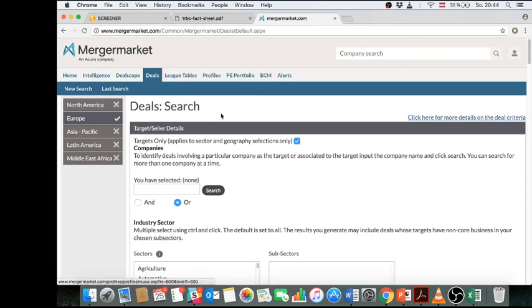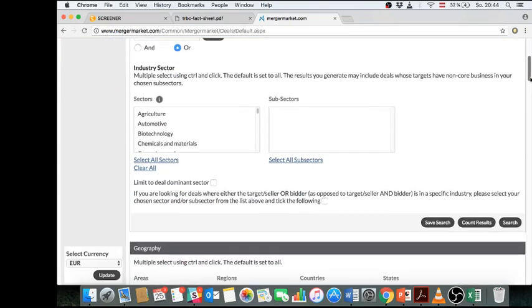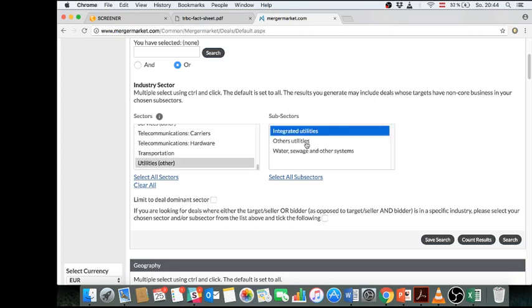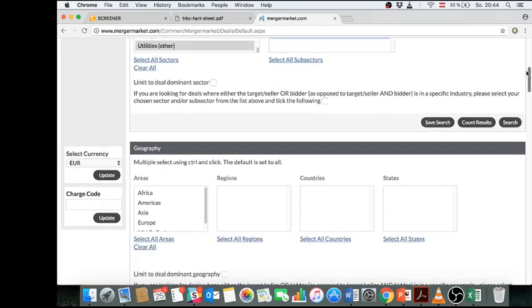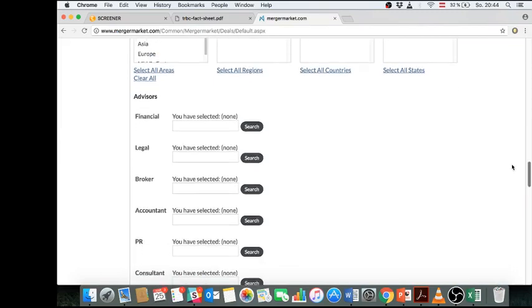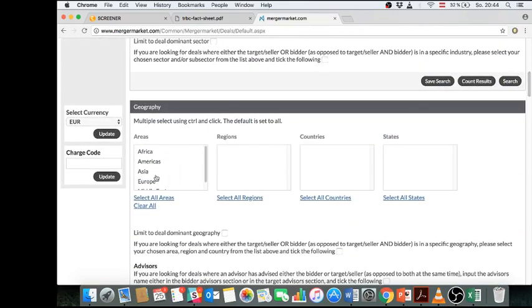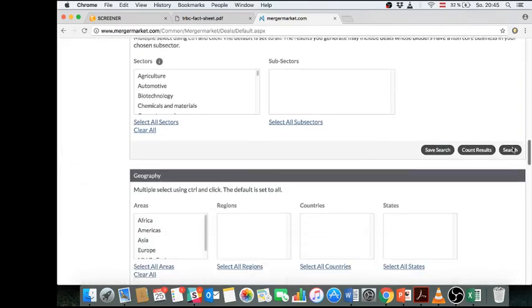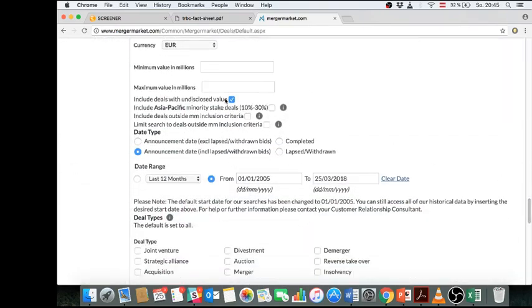Then you go to deals, and same thing. Select the industry first. So this would be classified as utility, integrated utility. Okay, water, sewage, and other systems. You don't know what it is actually, so we'll just select all of them. Then you want to screen for country, you said, right? So let's say the target is only in Europe, or regions, or countries. Then you want only the disclosed value. You want the deals to be completed.